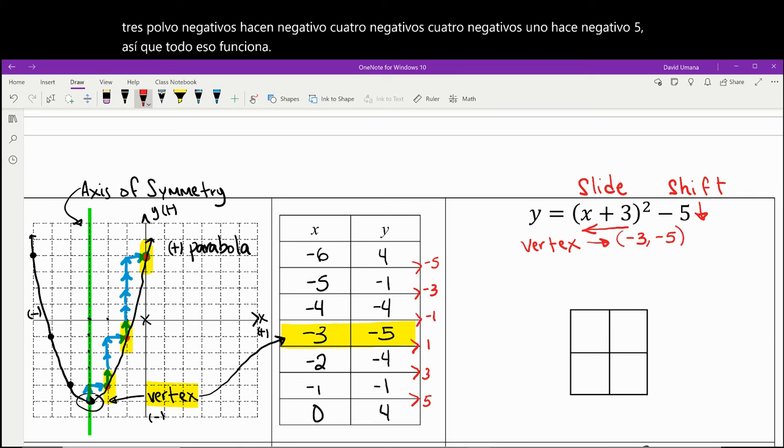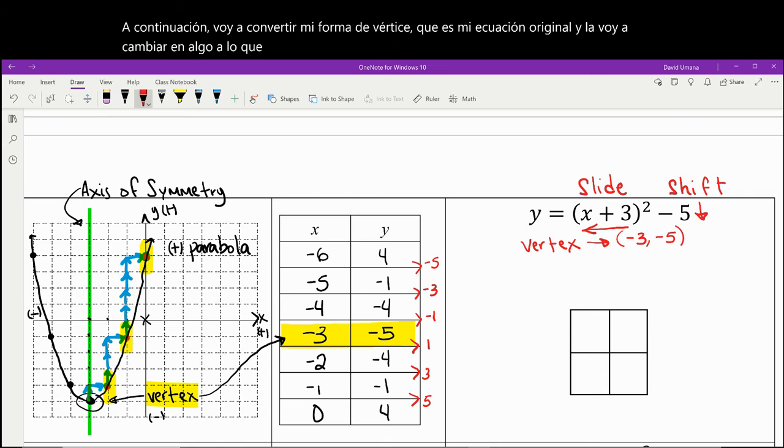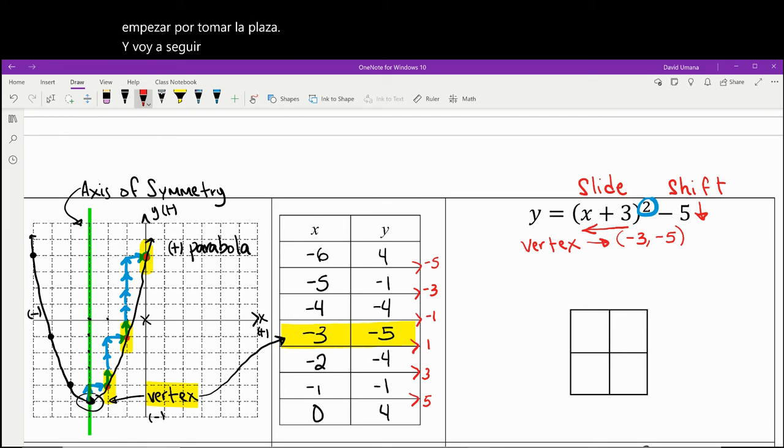Next, I'm going to convert my vertex form, which is my original equation, and change it into something that I refer to as standard form. To do that, I'm going to start by taking the square, and I'm going to write that out here: (x plus 3)(x plus 3). That's the square part. The -5, I'm going to purposely put on the side.